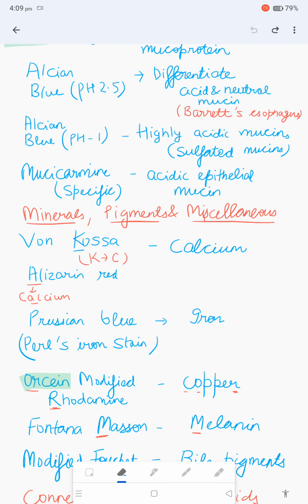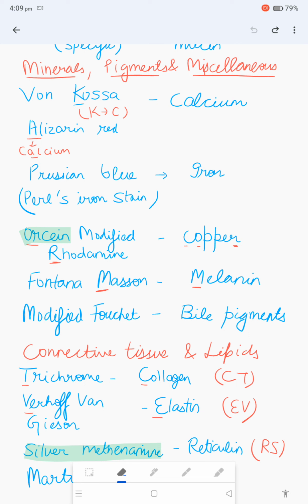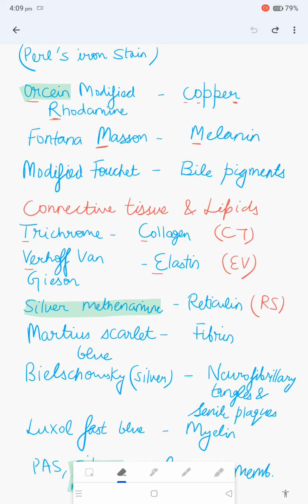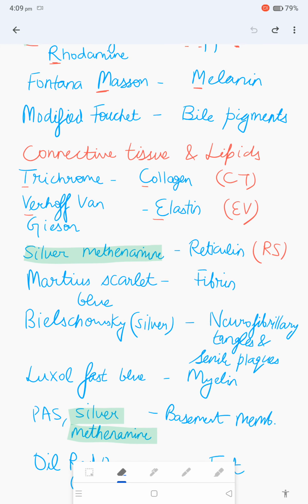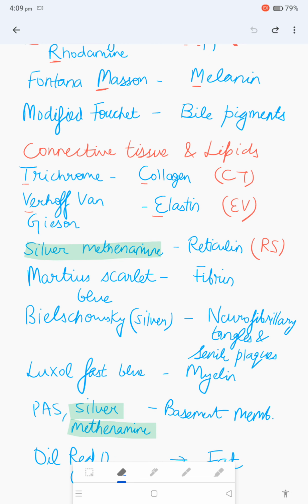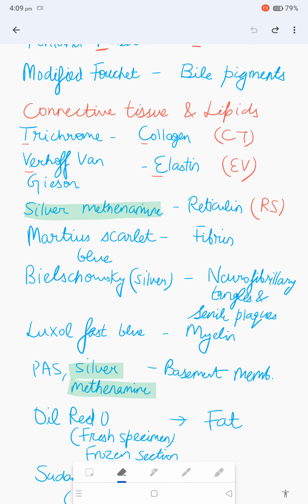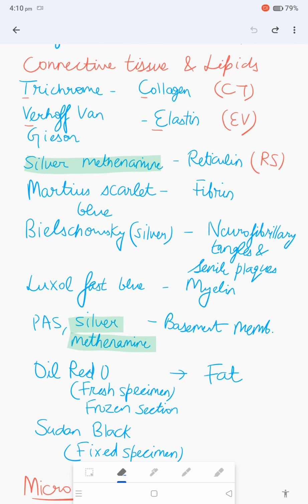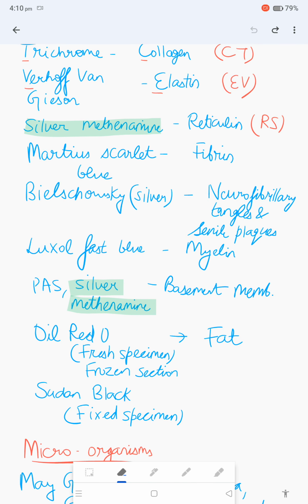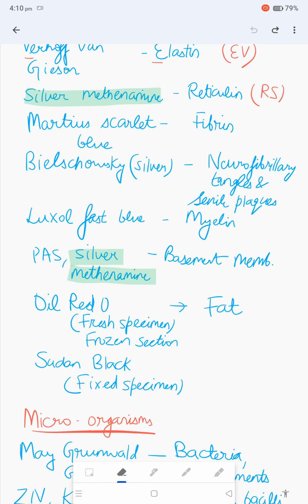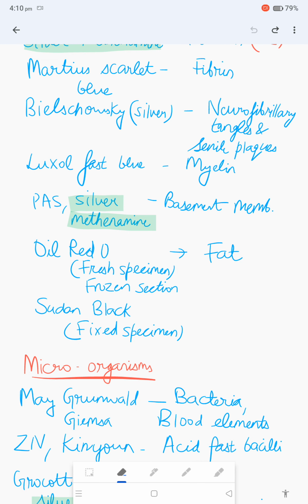Then in the minerals we have von Kossa and alizarin red for calcium, Prussian blue or Perls' iron for iron, Orcein and modified rhodanine for copper, Fontana-Masson for melanin, modified Fouchet for bile pigments. Then connective tissue, remember CTEVRS: collagen trichrome, elastin Verhoeff-van Gieson, reticulin silver methenamine. Martius scarlet blue for fibrin, Bielschowsky for neurofibrillary tangles, Luxol fast blue for myelin. For glycogen we have done PAS, and silver methenamine also for basement membrane.